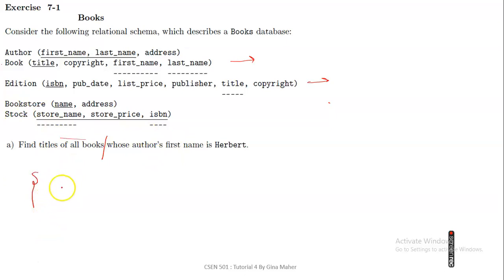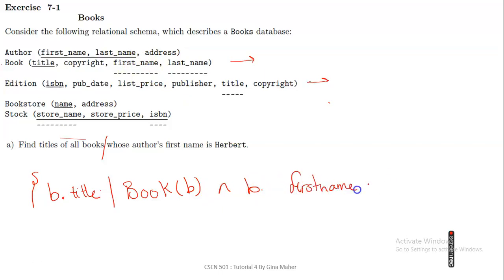What we want to see in the output is the titles of the books. So we are going to write B dot title, for example, where B. Okay? Whose author's first name is Herbert. First name is here, so we can write and B dot first name equal Herbert. Okay? Let's move to the second example.